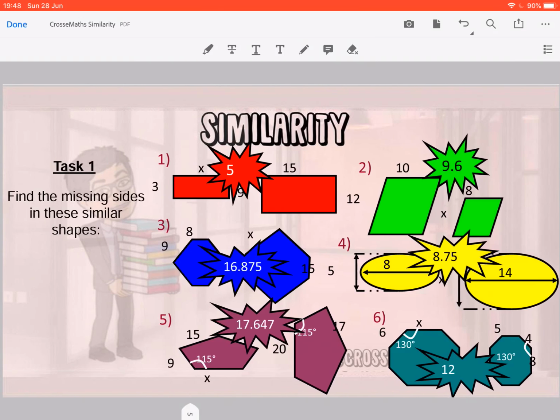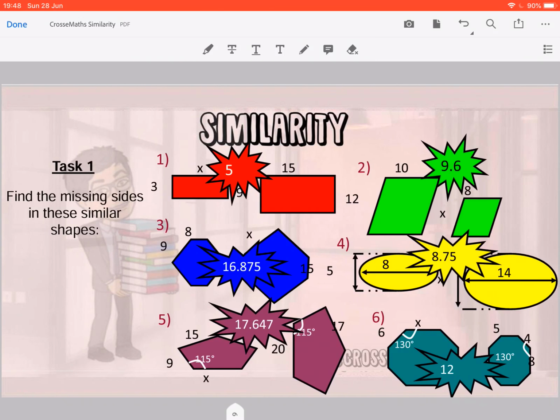Right guys, what you should have gotten is something that looks like this, okay? All of your answers should look like that. If you have got any queries or you found them difficult or you think, I don't know how you got that answer, please just give me a DM, take a photo of your answer and give me a DM and I'm happy to help you.